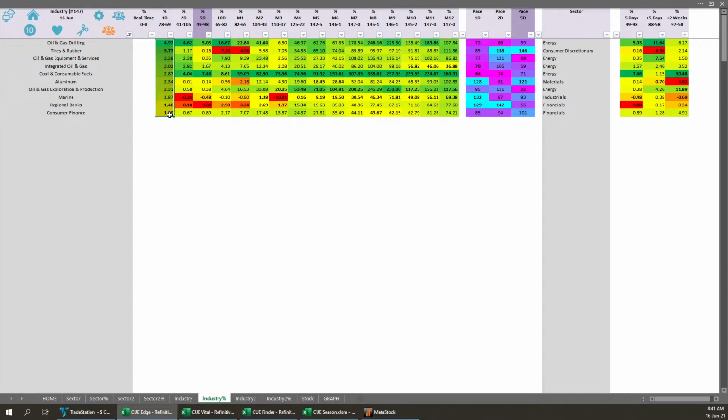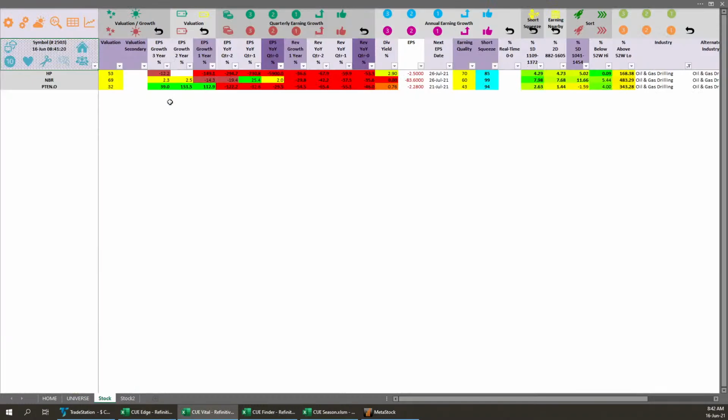I am able to select all of them and go to the liquid industries in QVital. But if you wanted, let's do one at a time. Oil and gas drilling, and it went up by 4.9%. Some people like to look for stocks that have gone up more than the industry. So we look for stocks in this industry that went up by 4.9% or more. So let's look at those stocks.